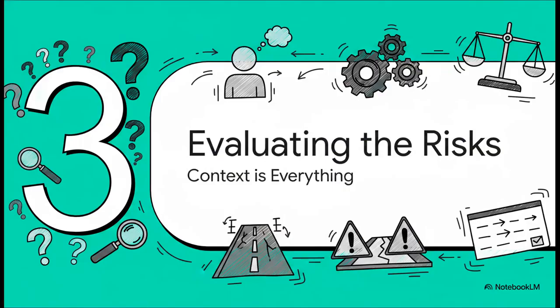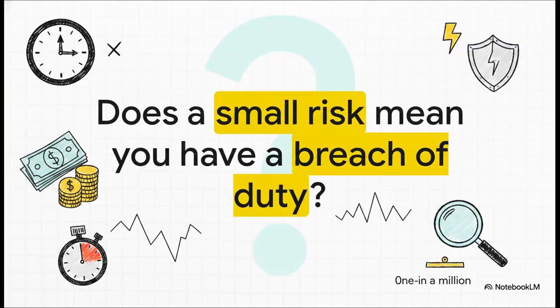Moving right along to area 3, evaluating the risks. Once we know who is being judged, we have to look at the context, because context is everything. I want you to stop and ask yourself this before we move on. Think about your own intuition here. If a risk is basically 1 in a million, does the law actually expect you to spend your time and money trying to prevent it?